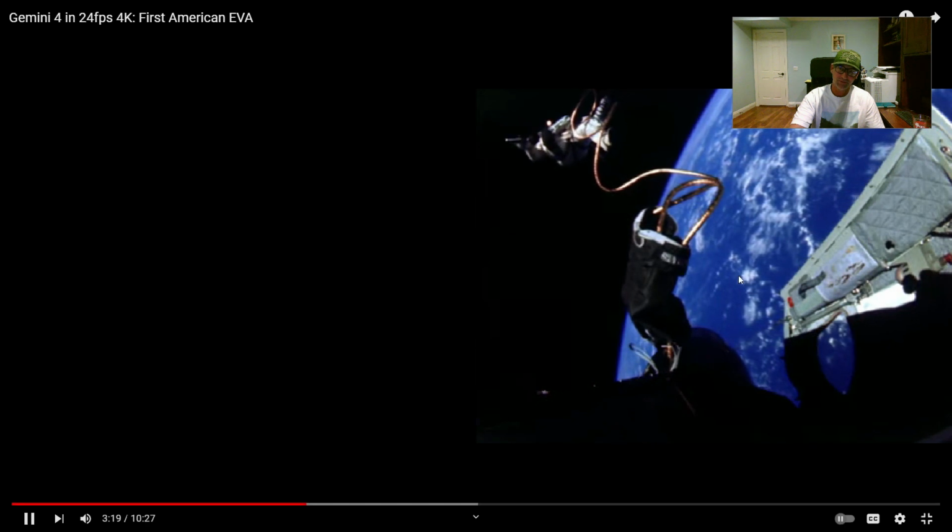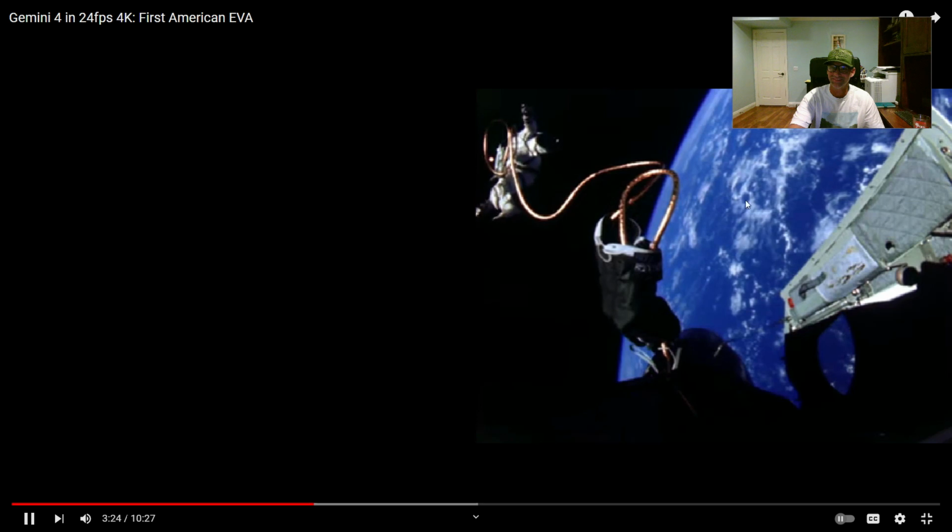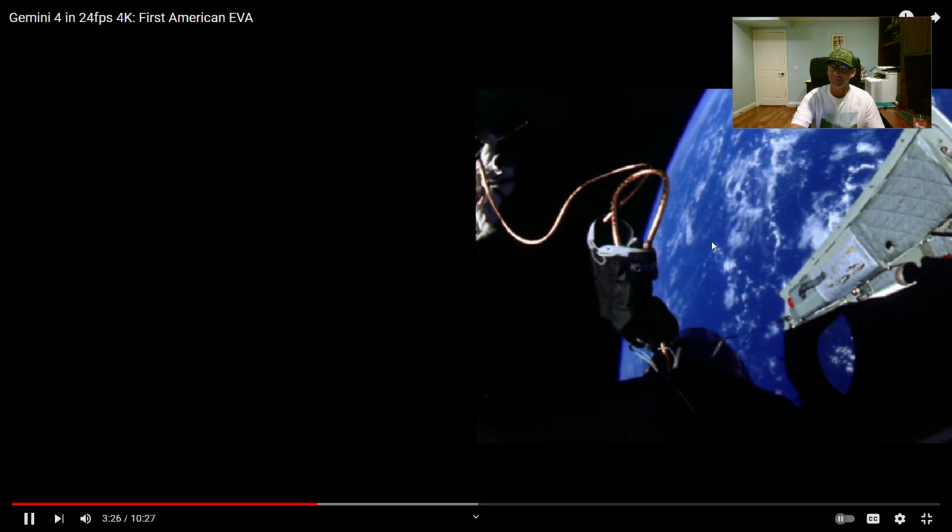Note that it's always all just water. He's like already gone around the whole planet. You see it the whole time, and it's all water. There's no land.